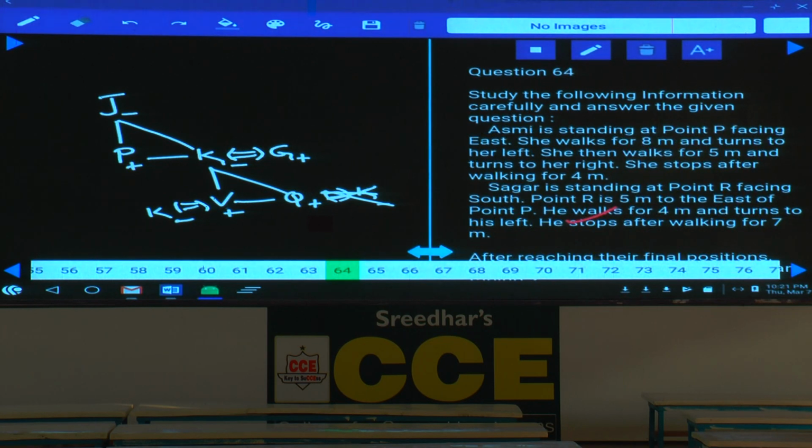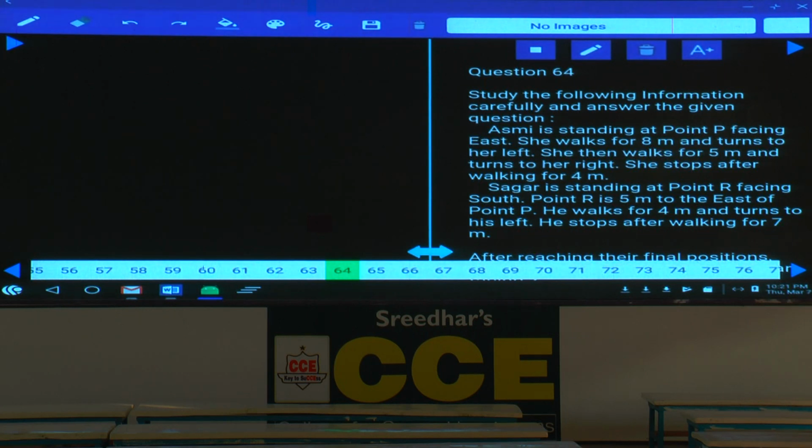Then question number 64 and 65. These two are based on directions. Asmi is standing at point P facing east. Now this is the point P. Asmi, standing at point P, is facing towards east. She walks for 8 meters, and turns to her left hand side. She then walks for 5 meters, and turns to her right hand side. And she stops after walking 4 meters.